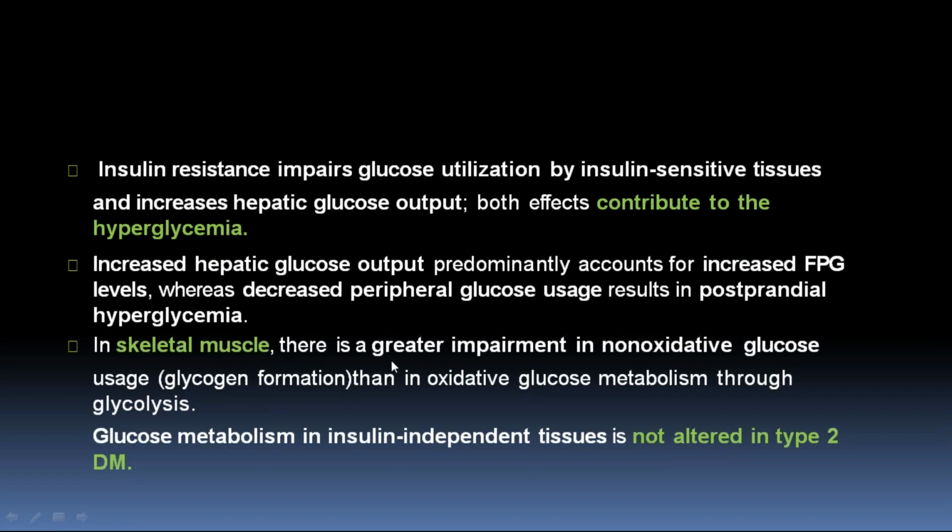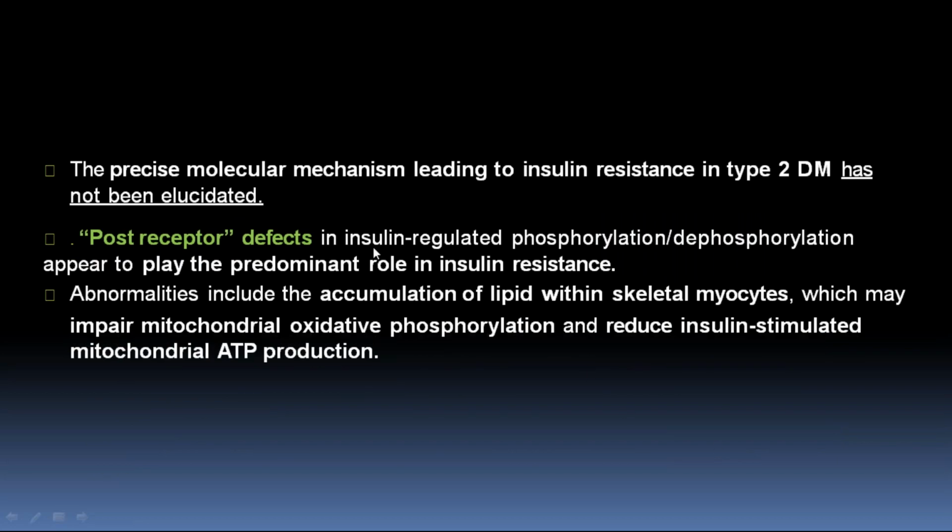In skeletal muscle, there is a greater impairment in non-oxidative glucose usage, glycogen formation, than in oxidative glucose metabolism through glycolysis. Glucose metabolism in insulin-independent tissues is not altered in type 2 diabetes mellitus. The precise molecular mechanism leading to insulin resistance in type 2 diabetes mellitus has not been elucidated. Post-receptor defects in insulin-regulated phosphorylation and dephosphorylation appear to play the predominant role in insulin resistance.